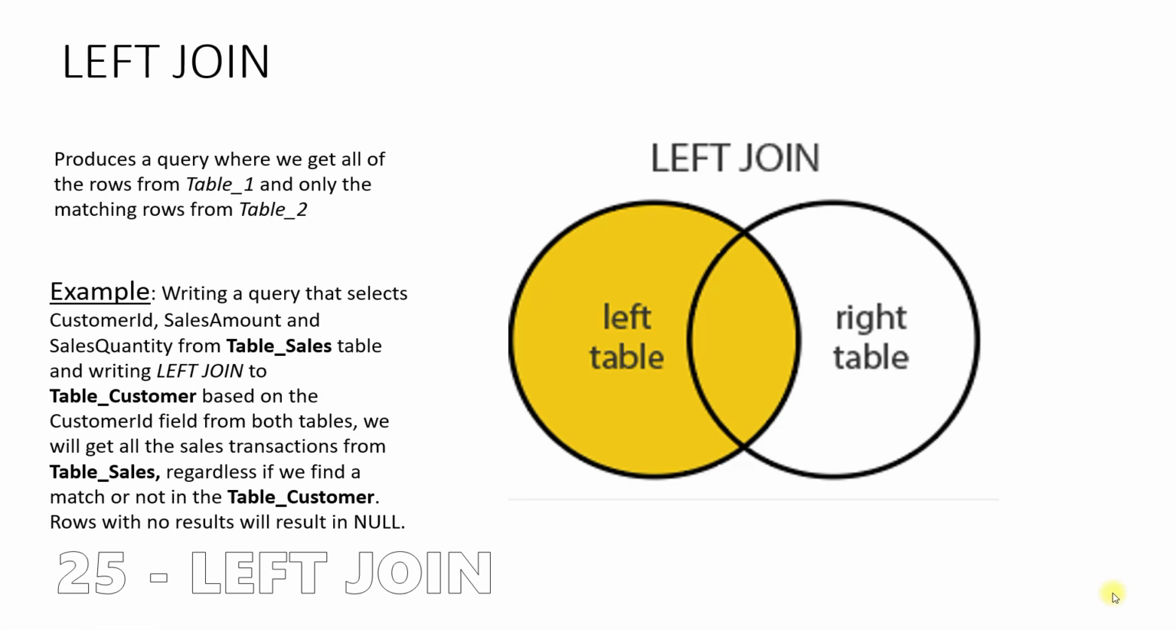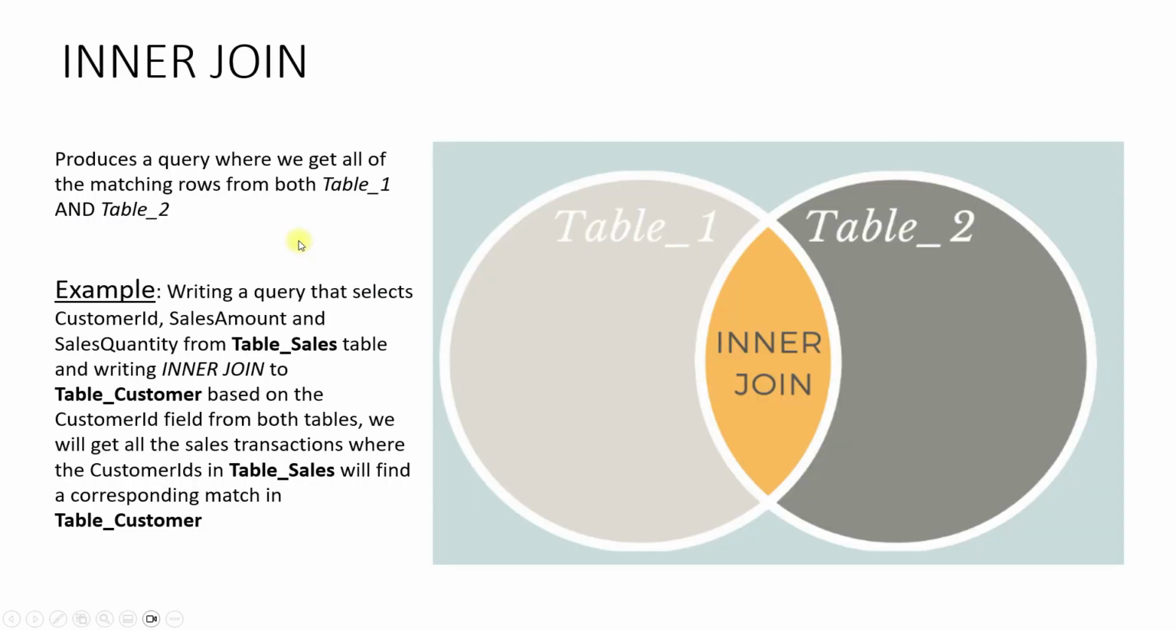So without further ado, let's dive right in. In the previous lecture we talked about the inner join, and in the inner join we talked about how we have one table that is called the base table. In that example it was the table sales, and when we perform an inner join to the lookup table, in that case the table customer, we get all of the rows that are matched in both table 1 and table 2.